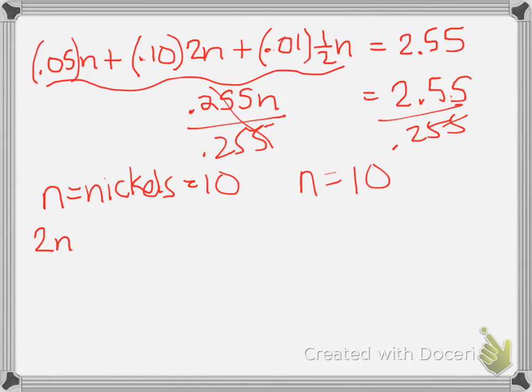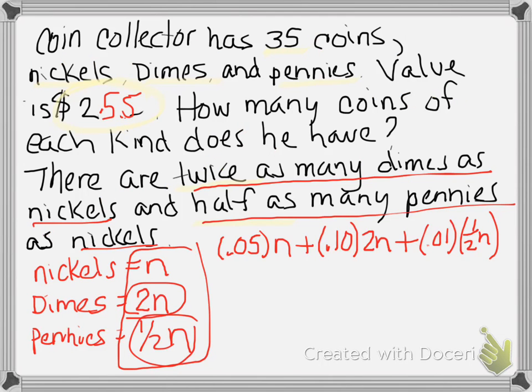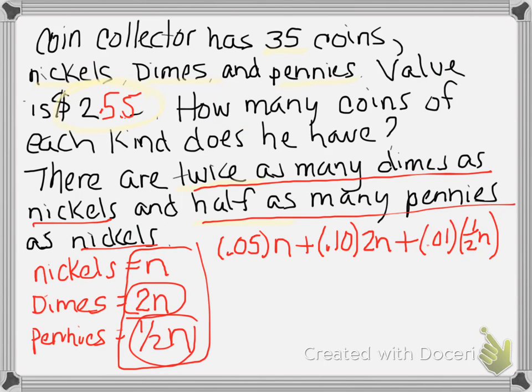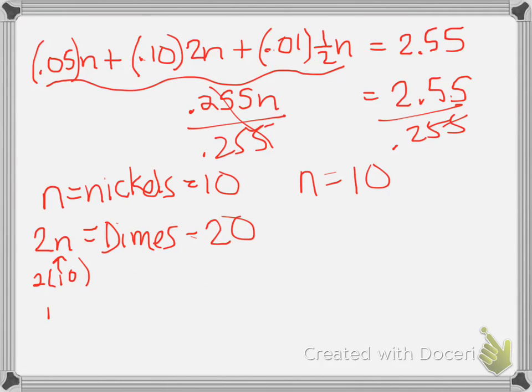2n equaled the dimes. So if n is 10, then 2n is 20. And all I did right there is I put a 10 right there. 2 times 10. And then I said I had half as many pennies, so 1/2 n equaled the pennies. And again, if n is 10, then that makes that 5.